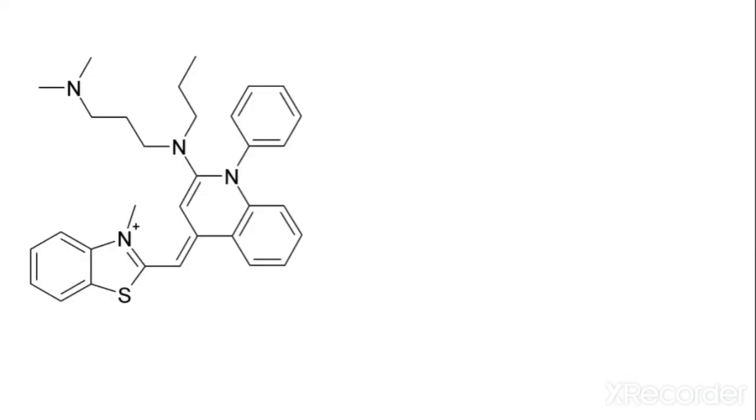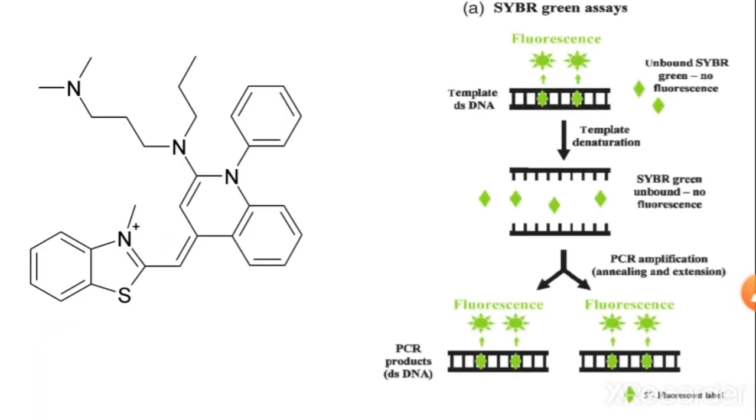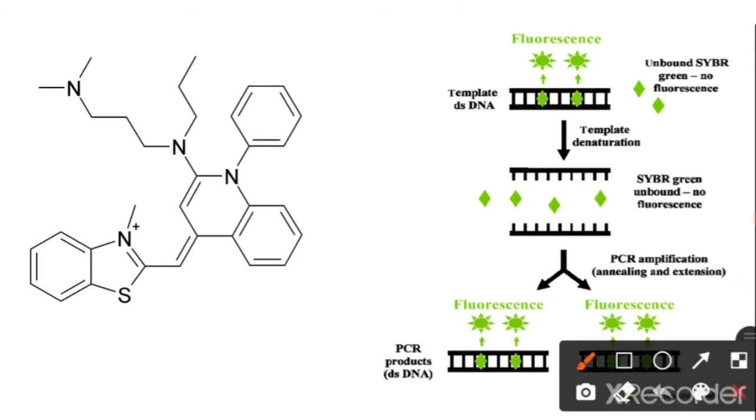If you see the structure of SYBR Green, it looks like this. If you see the mechanism of SYBR Green, as I told you, SYBR Green is a dye which stains or intercalates with the DNA, that is double-stranded DNA, and it gives us fluorescence. In this figure we can easily observe a double-stranded DNA and the SYBR Green, and when SYBR Green intercalates with the DNA it gives us fluorescence.